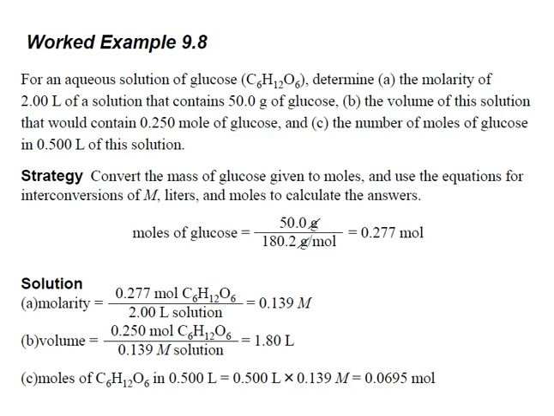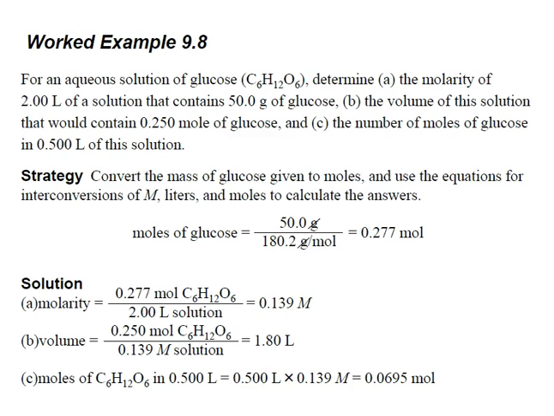Alright, let's take a look at example 9.8. Just read along with me. For an aqueous solution of glucose, C6H12O6, determine A, the molarity of 2 liters of a solution that contains 50 grams of glucose. Part B, the volume of this solution that would contain 0.250 moles of glucose. Part C, the number of moles of glucose in half a liter of this solution.